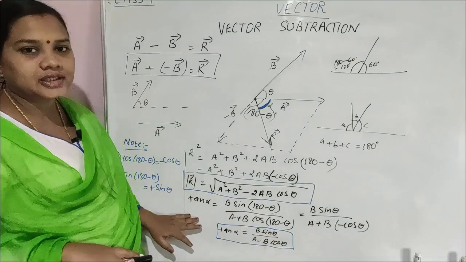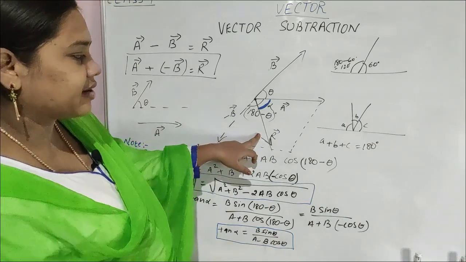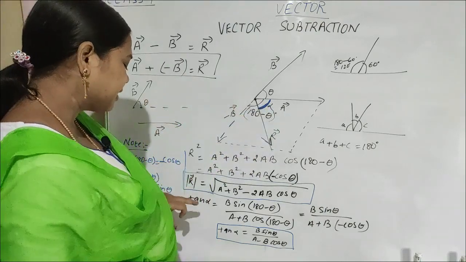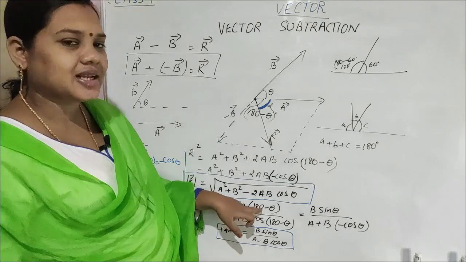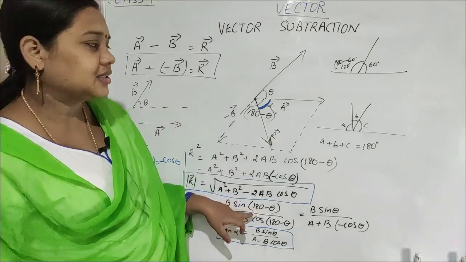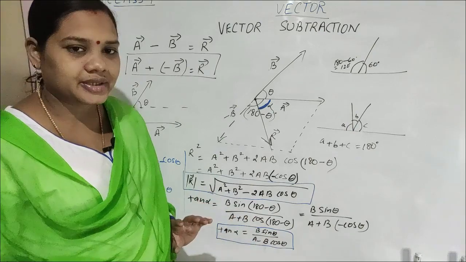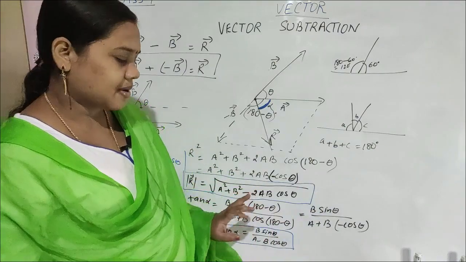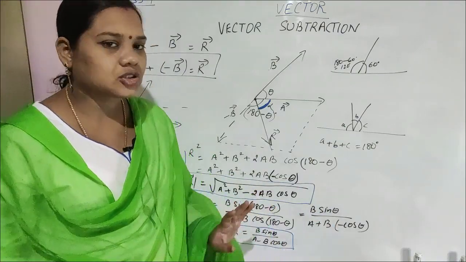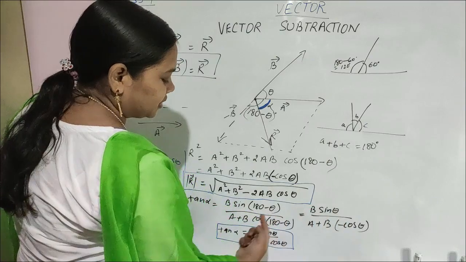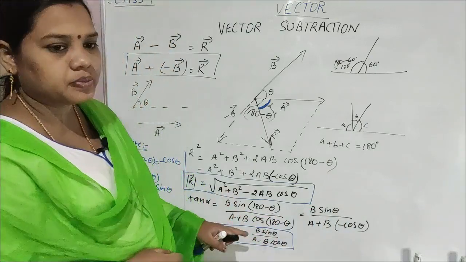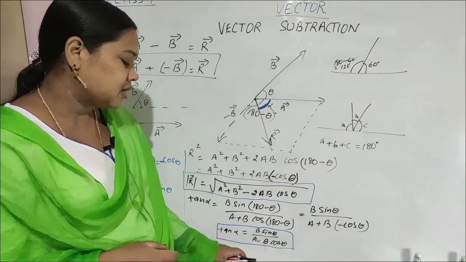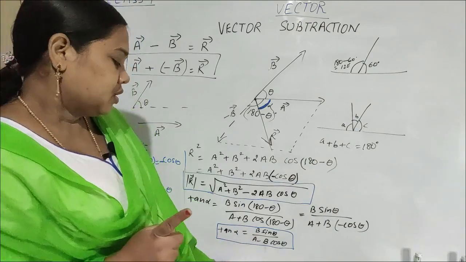Now next comes direction. What is the direction of the resultant vector? It makes angle alpha with vector a. With respect to vector a, tan alpha is equal to b sin theta, where theta is 180 minus theta, by a plus b cos(180 minus theta). Same thing we will apply: sin(180 minus theta) is sin theta, cos(180 minus theta) is minus cos theta. So plus into minus is minus. So tan alpha equals b sin theta by a minus b cos theta. Understood, children?